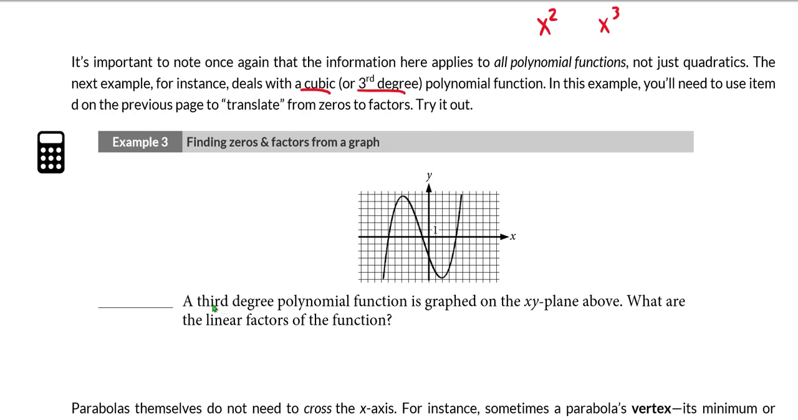So in example 3, we have a third degree polynomial graphed on the xy plane above, and we need the linear factors of the function. Well, you'll recall in our little info box on a previous page, we said that when x equals n is a 0, we knew that x minus n is a factor of the function. So that's what we are going to need to know for this particular example. We should be able to see that our zeros are at these 3 points. So what are those 3 points?